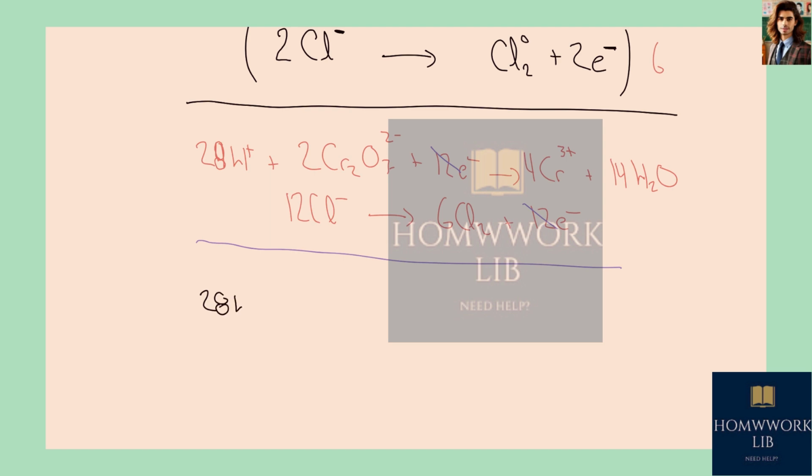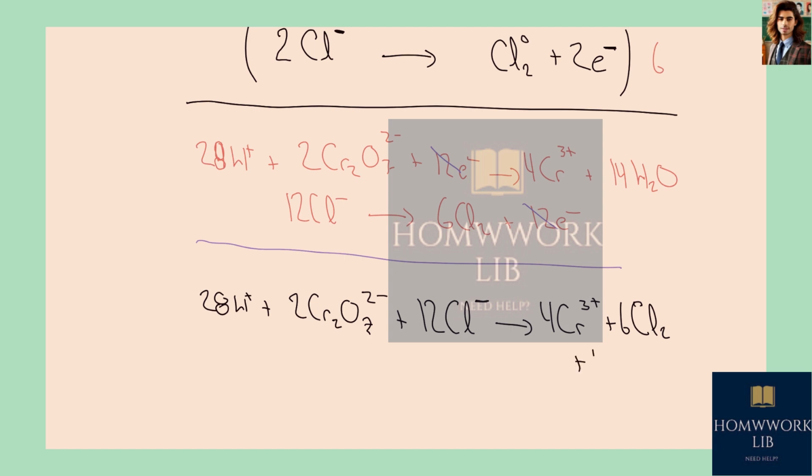28 H plus, 2 Cr2O7 2 minus, plus 12 Cl minus, that is going to produce 4 of chromium 3 plus, 6 Cl2, plus 14 waters. And with this, we are done with the problem.